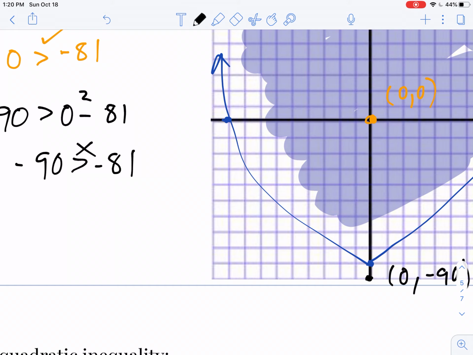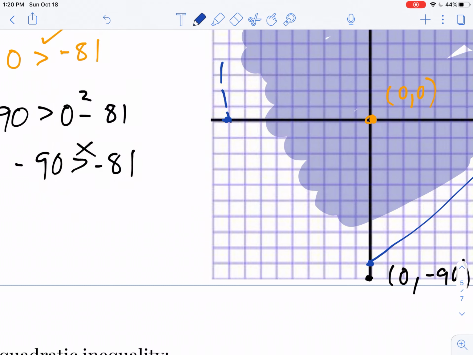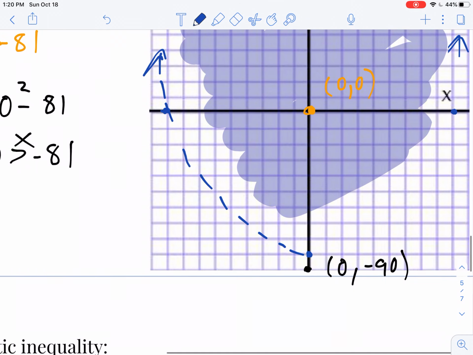Last thing is, since this is just a greater than, I should have a dashed line here. This is just a greater than. It is not a greater than or equal to. So I'm just going to have a dashed line for my parabola.